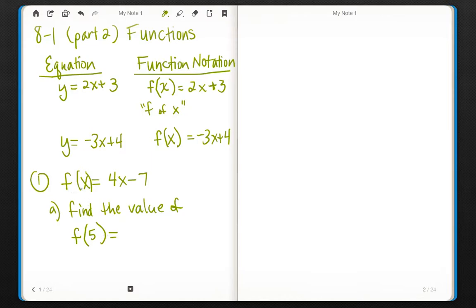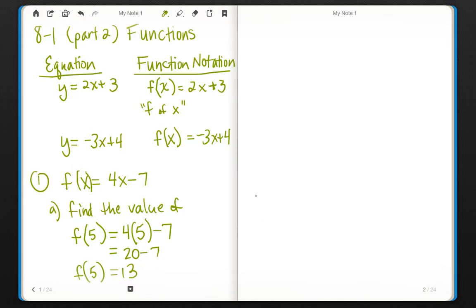So we find our function, and it says 4. We want to multiply 4 times our x, our input. And so our input is 5. So notice right here, I'm just taking the x instead. This tells me what the x is equal to, and I plug it in place of my x, and then I just simplify. So 20 minus 7, and we get 13. So in this case, f of 5 is equal to 13.